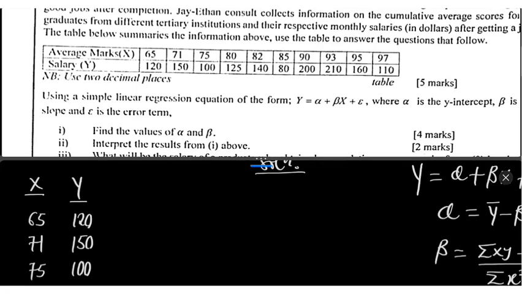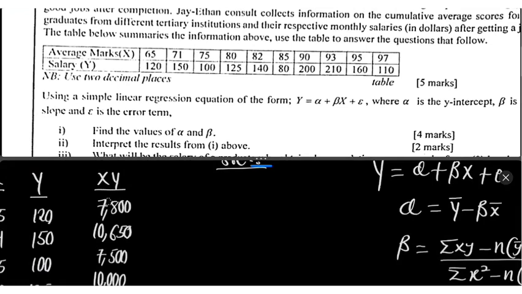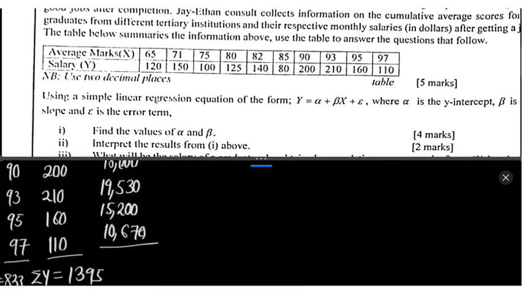So you come back here and then you have a column with a name called xy. So here all that we are trying to do is to multiply the individual values from x and y, so that we get a column for xy. Is that okay? So here when you take 65 multiply 120, 71 multiply 150, 75 multiply 100, in that order till you exhaust the list. So this is the column for the xy. So you have 7,800 and then follow suit to the last value.